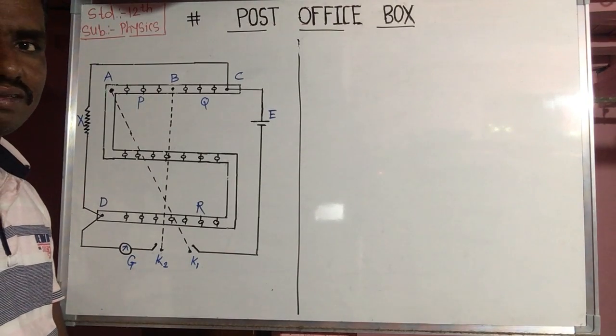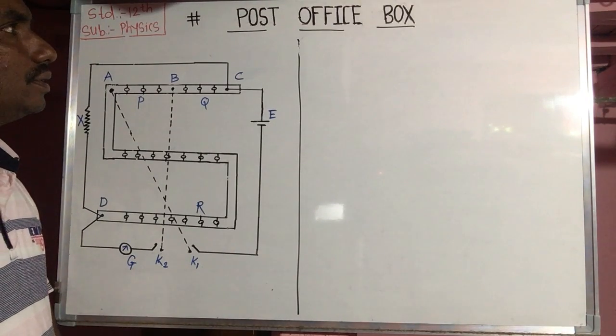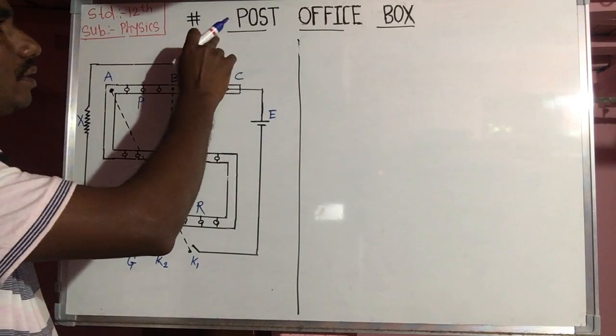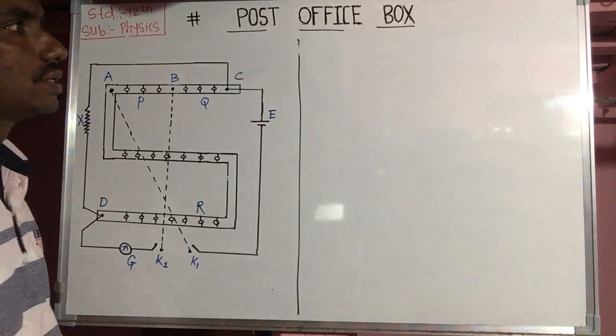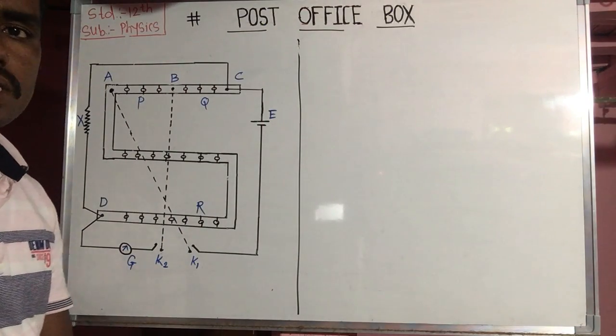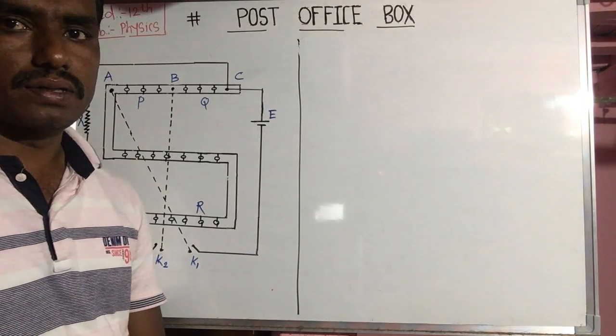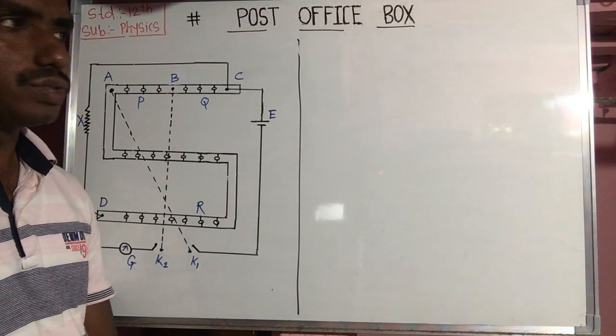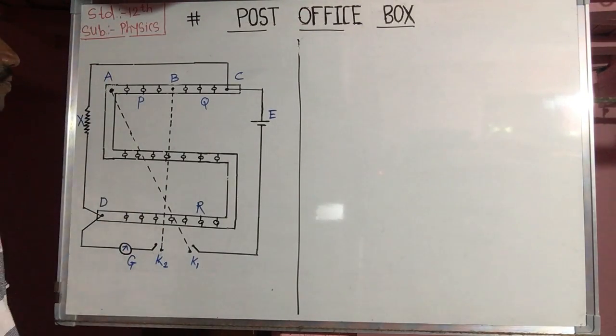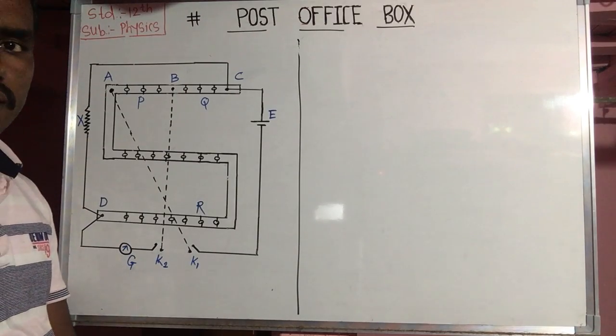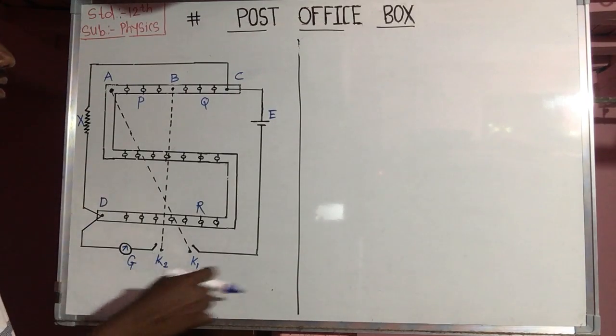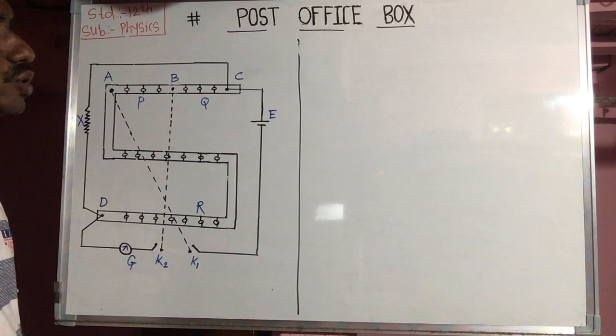Hello everyone. In this video, we are going to understand the concept of the post office box, which is based on the principle of the Wheatstone network, as you saw in earlier topics from the chapter Current Electricity. So here is the circuit diagram of a post office box.